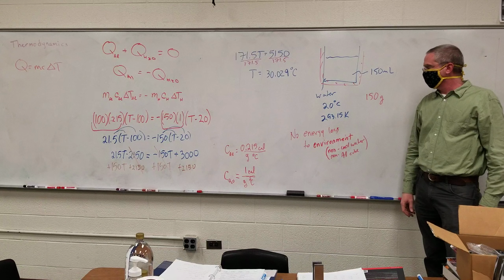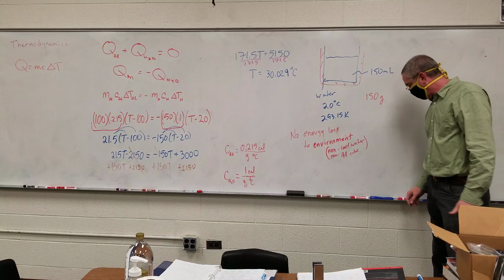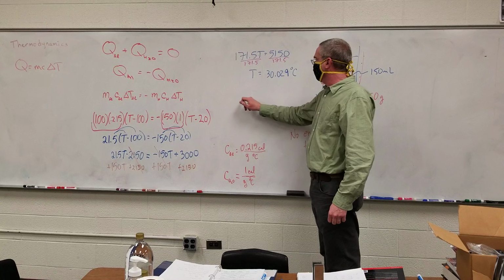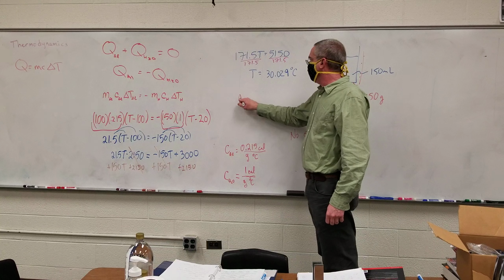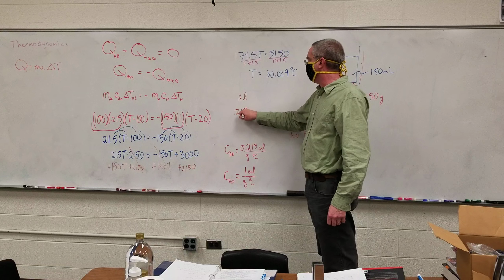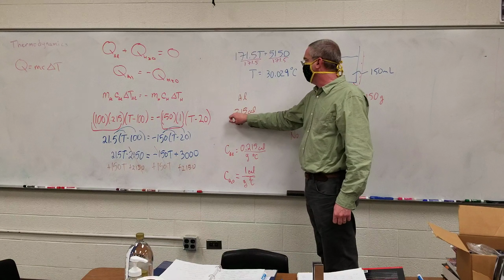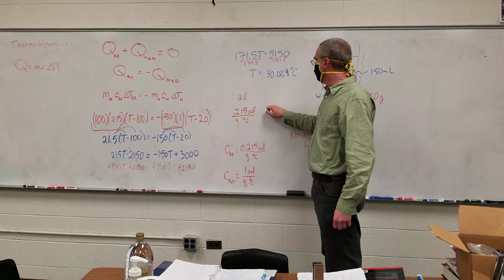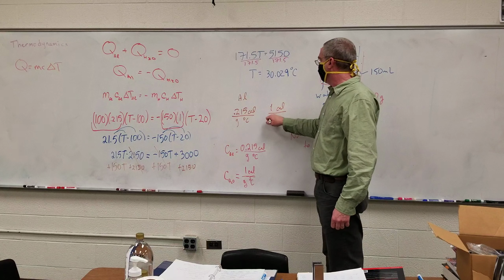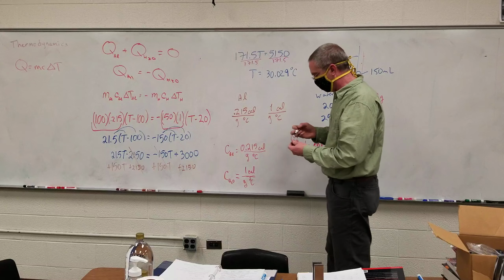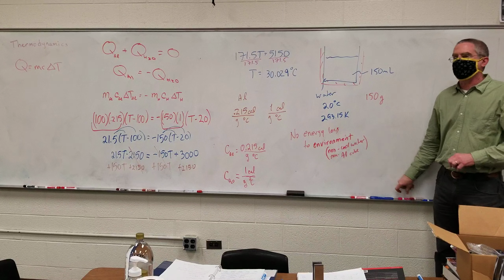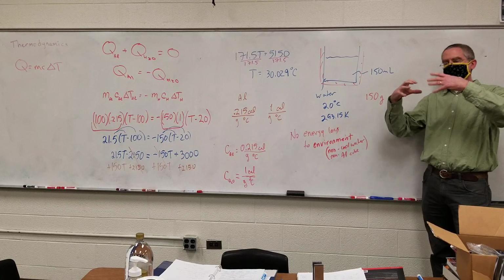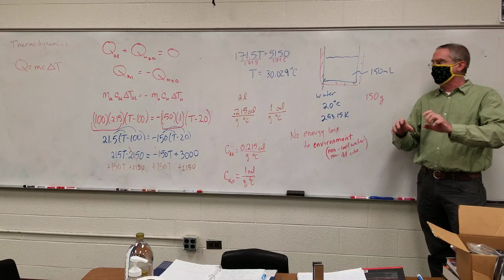The other part, the specific heat of water and aluminum. So aluminum specific heat was 0.215 calories per gram degree Celsius. Water, 1 calorie per gram degree Celsius. Now the masses are not the same. One's 150 grams, the other's 100 grams. Close enough for the crude approximation we're doing.